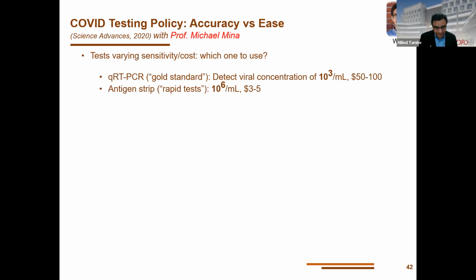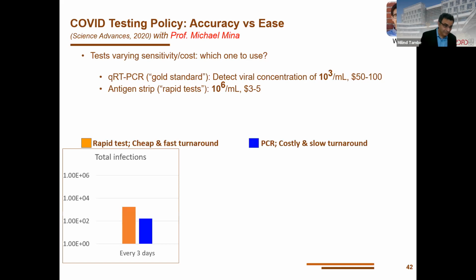Michael came to us with a modeling challenge about what test to use. If you're Harvard and you want to test all of the students and isolate positive students, should we be using the PCR test, which is the gold standard, which detects low viral concentration, but is costly, and may take up to a day to get results back? Or should we use this rapid test, this antigen strip, which requires higher viral concentration, but is cheap, and we can get results back very quickly? So which test would you use?